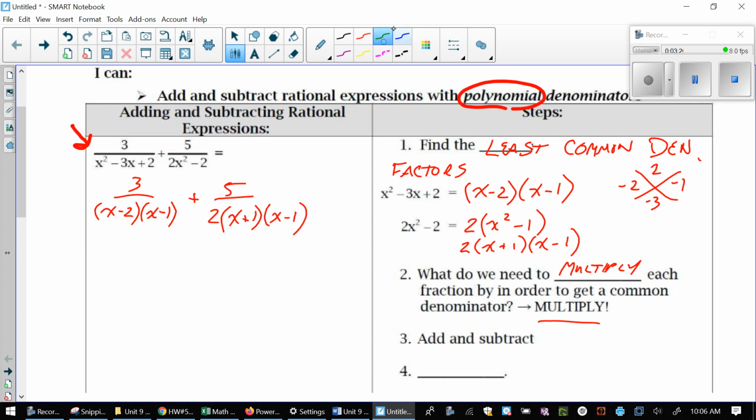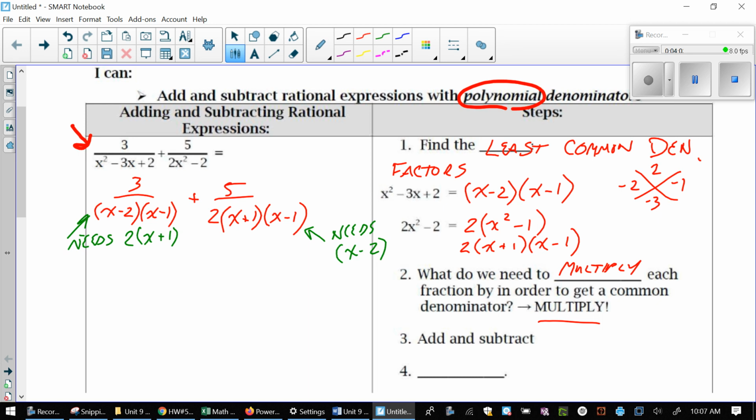And again, I think this is easier to visualize because each of those parentheses is one factor. The coefficient of 2 here is one factor. So I look at it and I say, okay, this has a 2, this needs a 2. This has x plus 1, this doesn't have x plus 1, so it also needs an x plus 1. Okay? So now I have 2, x plus 1, x minus 1. This guy has 2, x plus 1, x minus 1. It needs this x minus 2. So I just think, what do I need to multiply those by to get them to be the same?